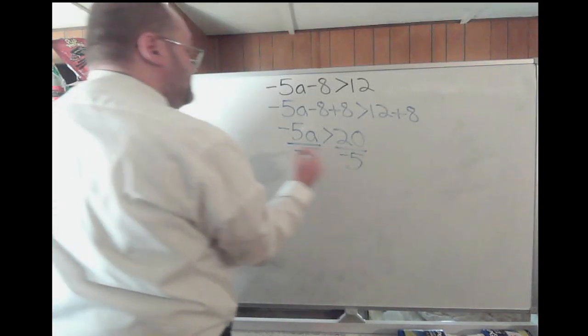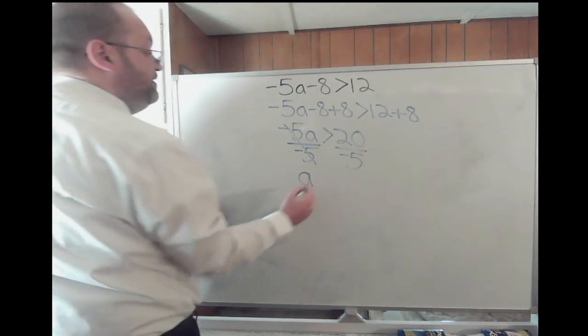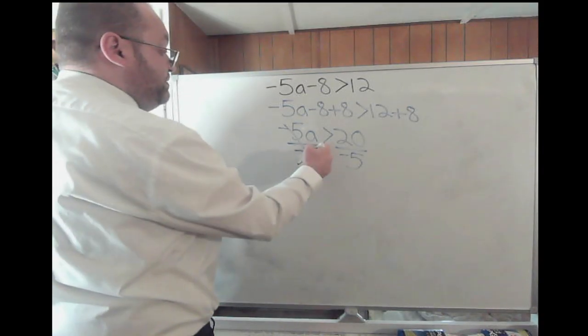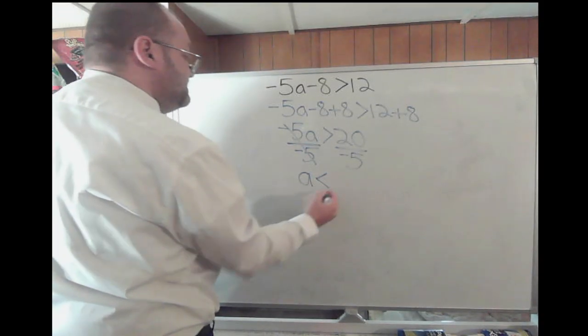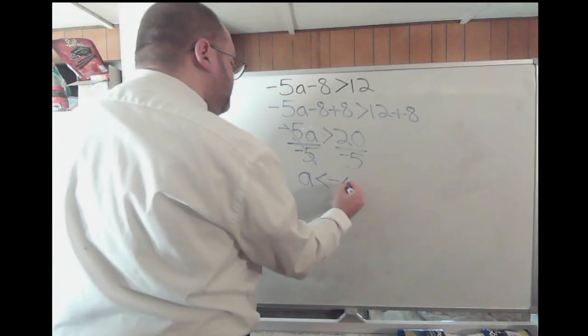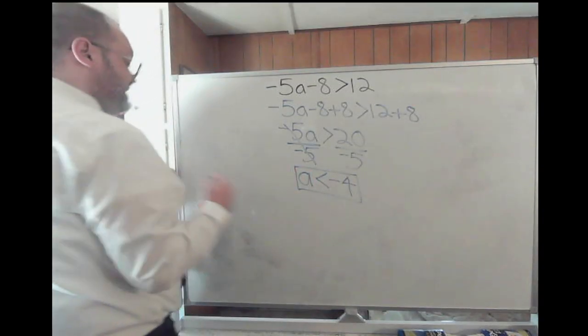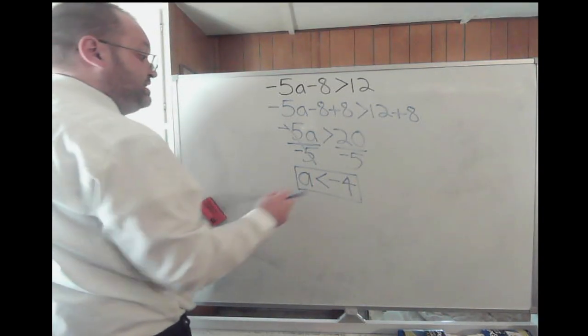So on the left side, the negative 5s will cancel out. You're just left with a. But again, since we've divided by a negative number, that'll flip that greater than sign into a less than sign. Then you have 20 divided by negative 5. That's negative 4. So the answer is a is less than negative 4. That's what you would get.